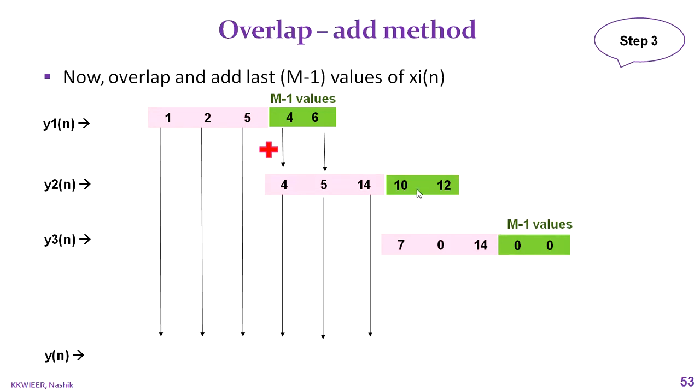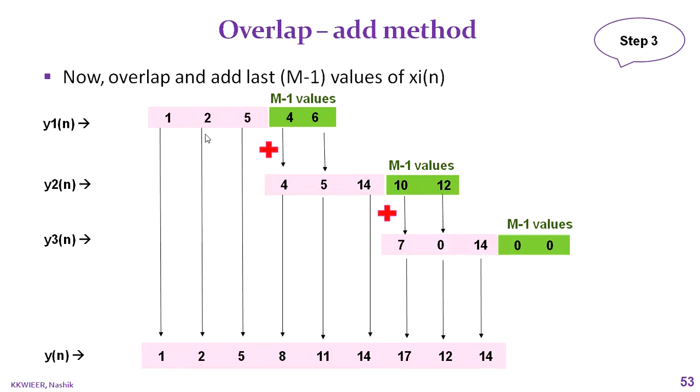Now again for the next sequence, the m minus 1 values will get added in y3 of n. So 10 plus 7 will be 17 and 12 plus 0 will be 12. This 14 will come as it is. So your final sequence y of n will be 1, 2, 5, now 4 plus 4 will be 8, 6 plus 5 will be 11, 14 as it is, 10 plus 7, 17 and 12 plus 0, 12, 14 as it is. So in this way, by overlapping and adding, you will get the final y of n. That's why it is called the overlap and add method.